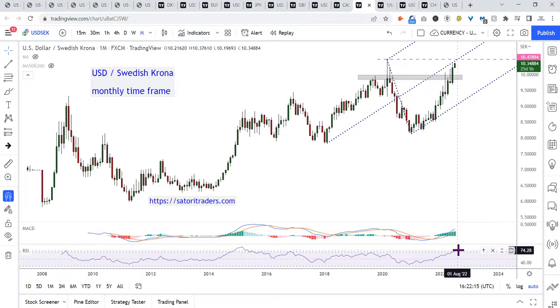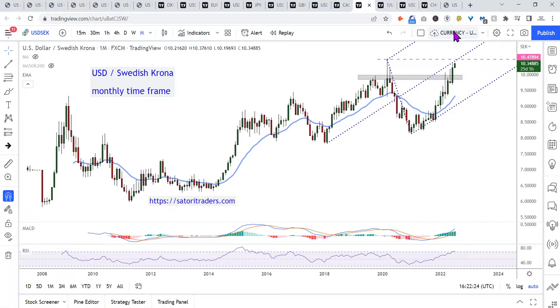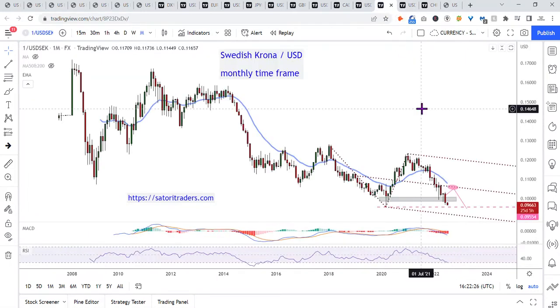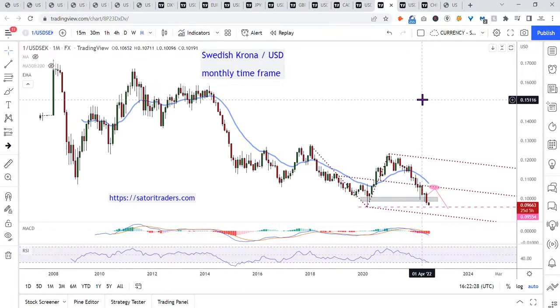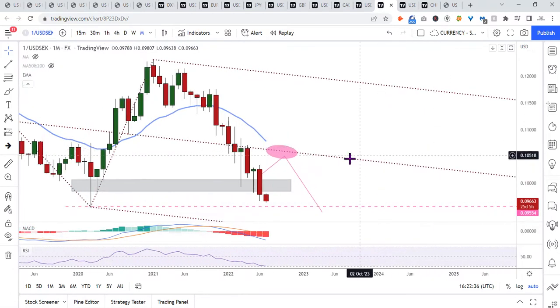MACD in bull mode, energy very elevated. Forgot to draw the exponential moving average. There it is. The opposite chart is the opposite chart. So technical downtrend. When we looked at these charts a month ago, I was suggesting that we could see a bounce in this currency pair based on this.